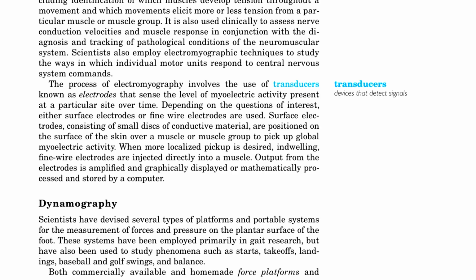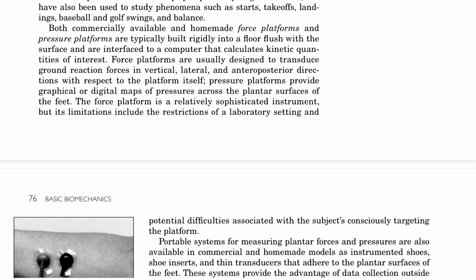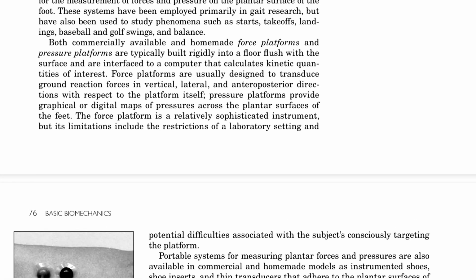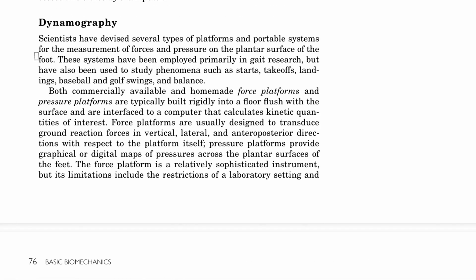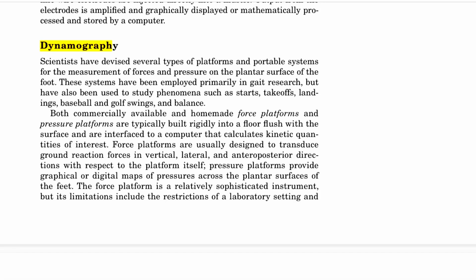Okay, the second topic of today is dynamography. We can scroll it down so you can see the complete topic. Dynamography is majorly, you can highlight it first, and after that we are going to discuss it.